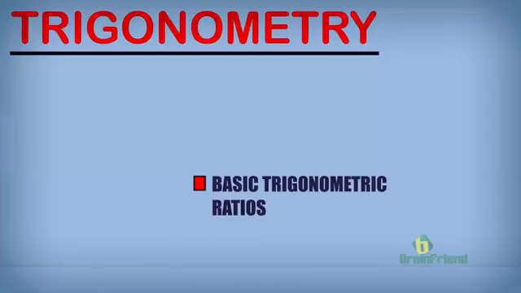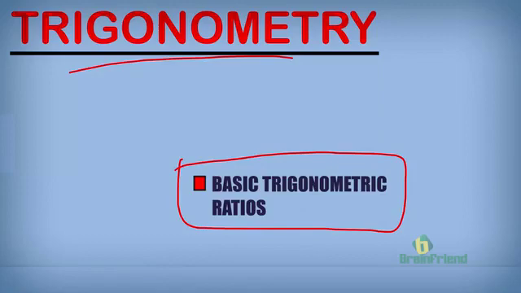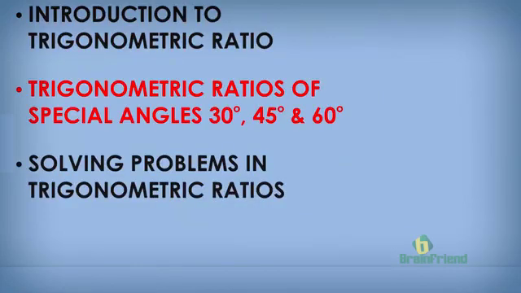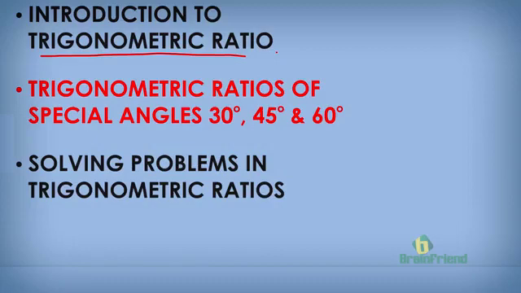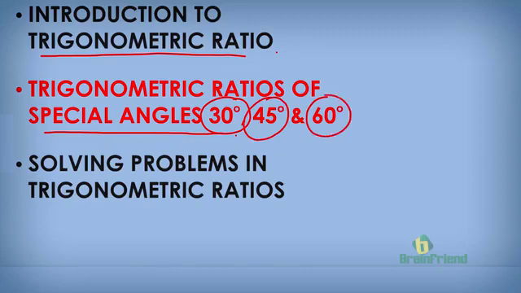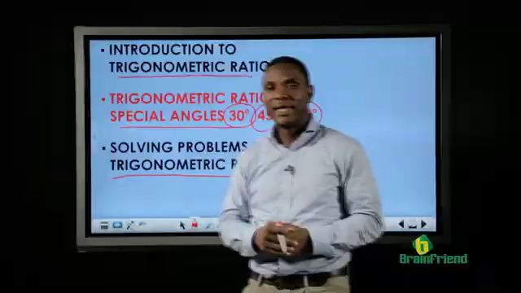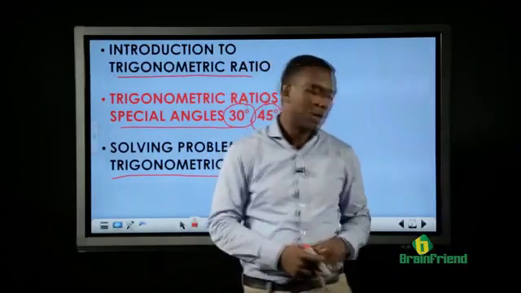We'll be looking at a theme, trigonometry, and our topic for today is basic trigonometric ratios. In the course of our class today, here are some of the things that we will be learning. We will learn what trigonometric ratio is. We'll also find out the special angles in trigonometric ratios, angles such as 30 degrees, 45 degrees, and 60 degrees. And finally, we'll be solving lots of problems in trigonometric ratios. Let's go into our class.